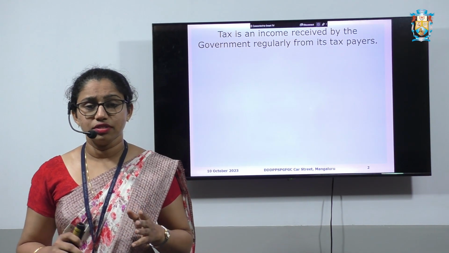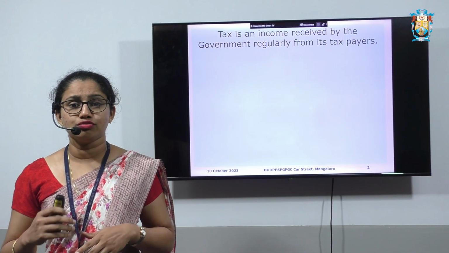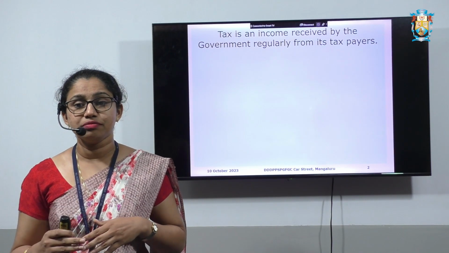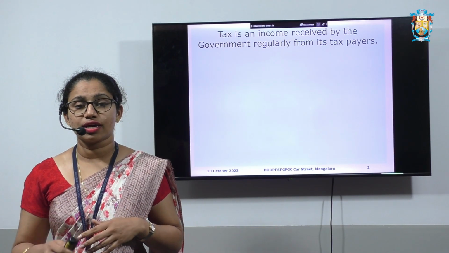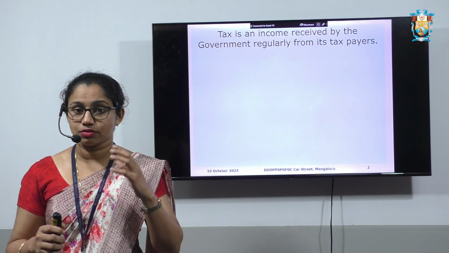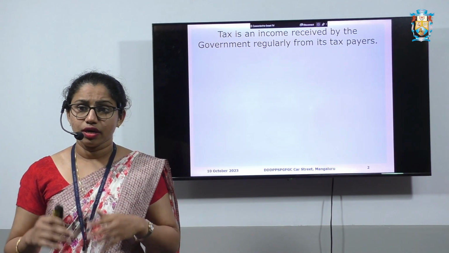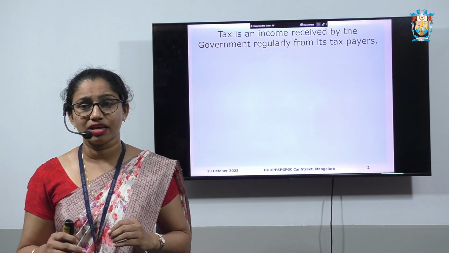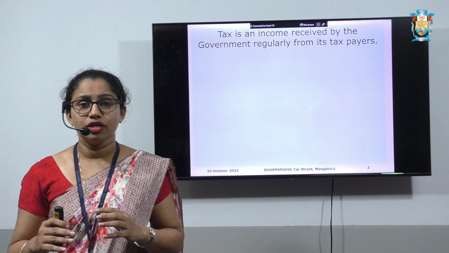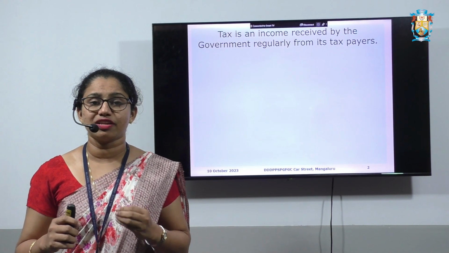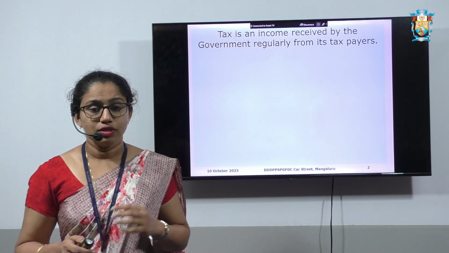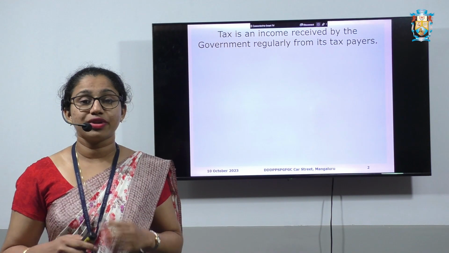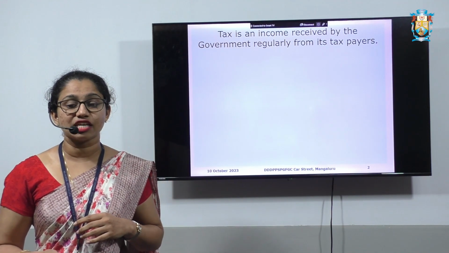In ancient times, in order to rule or administer their kingdom, the kings used to collect tax. So the word tax has come from ancient times. Now the government is levying or imposing tax on the normal people in order to earn revenue for the government. So tax is an income which is received by the government regularly from its taxpayers.